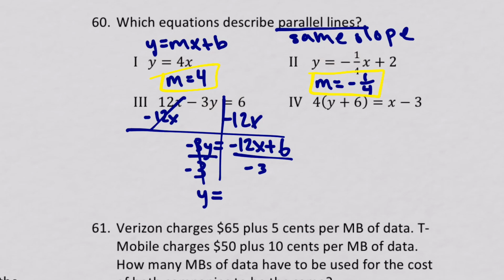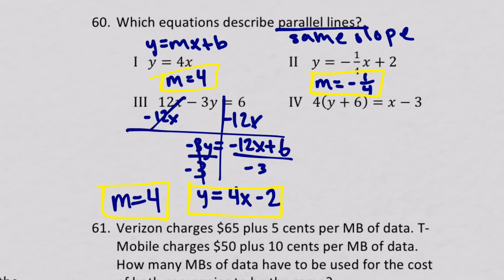On the right side, negative 12 divided by negative 3. Negative divided by negative will be positive. 12 divided by 3 is 4. 4x. 6 divided by negative 3. Positive over negative is negative. 6 over 3 is 2. And then that is slope-intercept form, which means that the slope is, do you see it? You should see it, 4. The number in front of x right there.